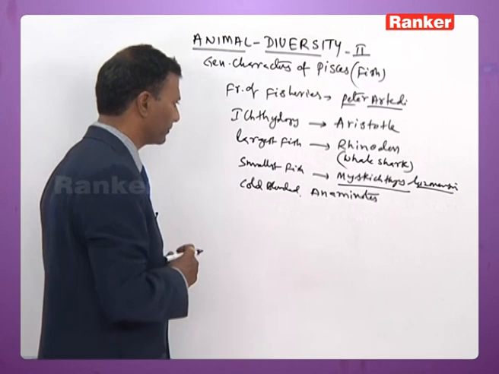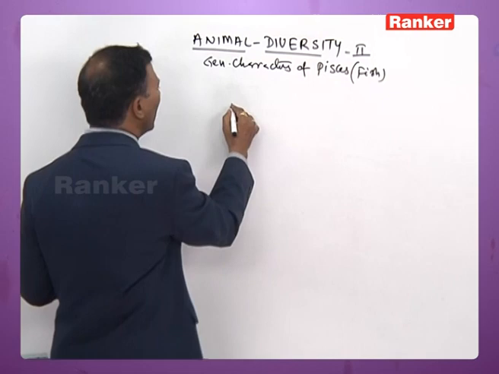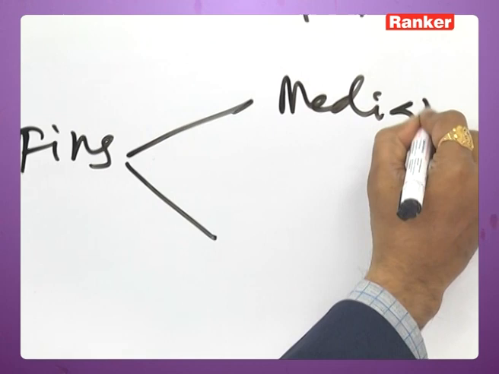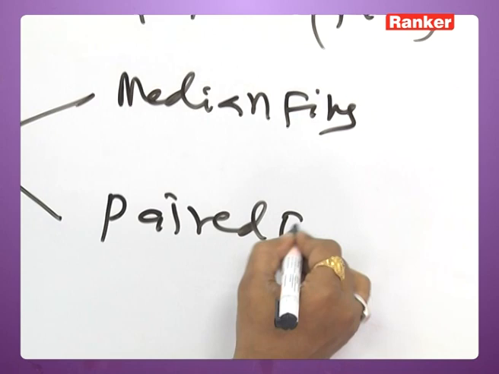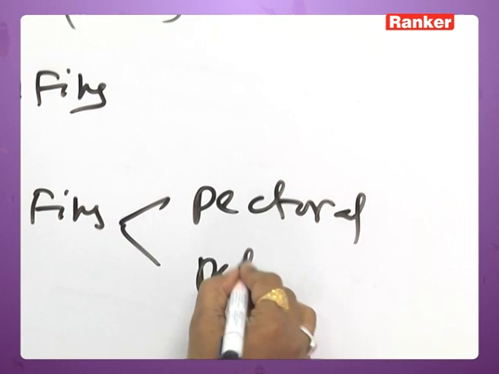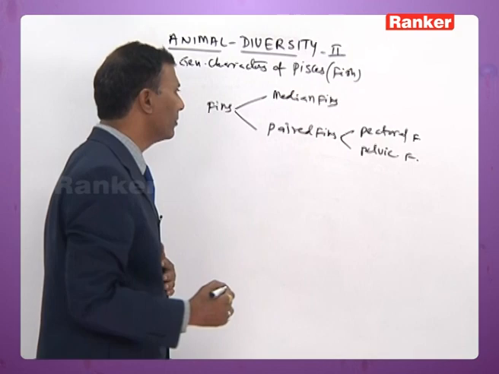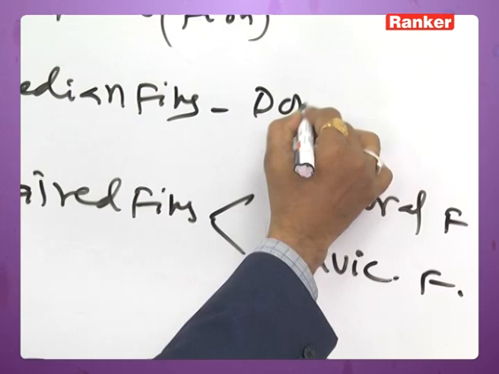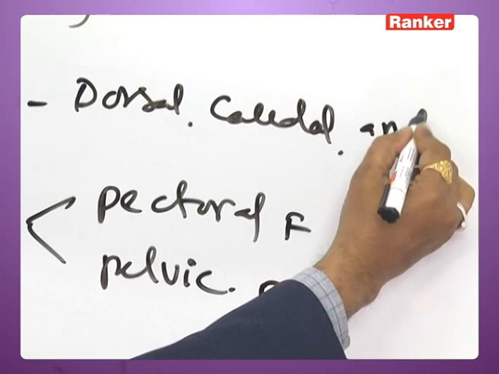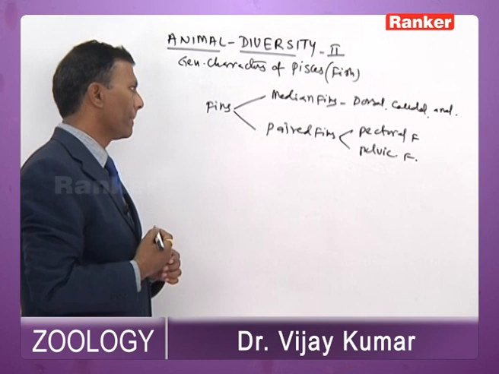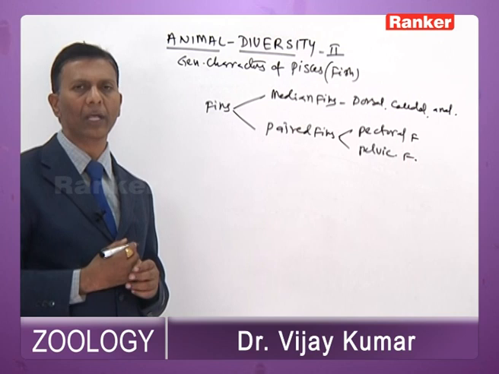In fish, locomotion takes place by fins. The fins are categorized into median fins and paired fins. Pectoral and pelvic fins are considered as paired fins. The unpaired fins are also known as median fins: dorsal, caudal, anal. Now the caudal fin acts as a rudder, helping in changing direction of the body while swimming.